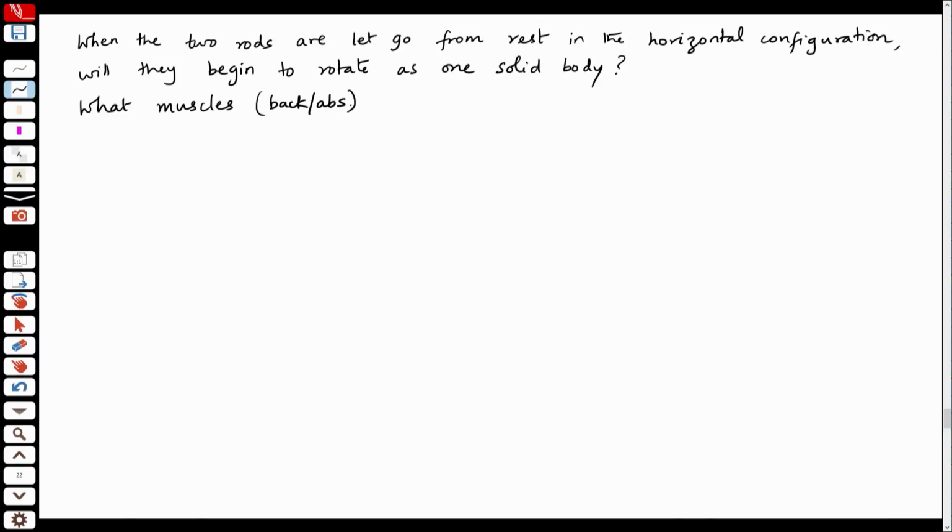Probably a combination of the back and abdominal muscles of the gymnast must contract to remain straight.